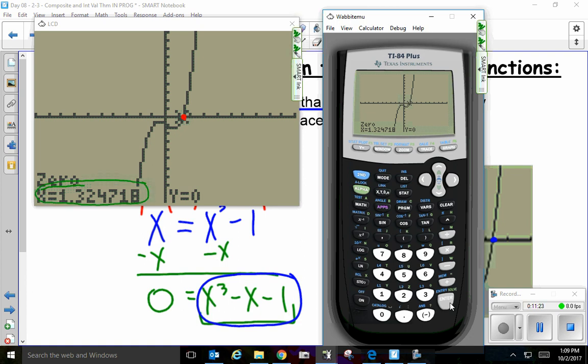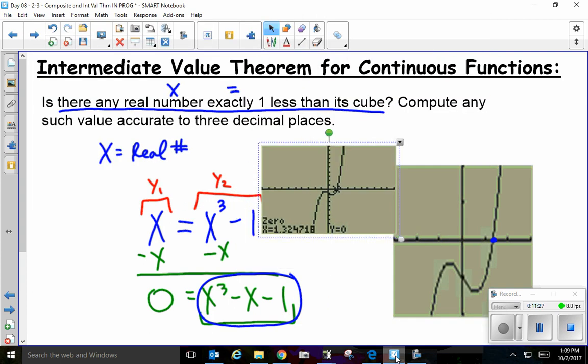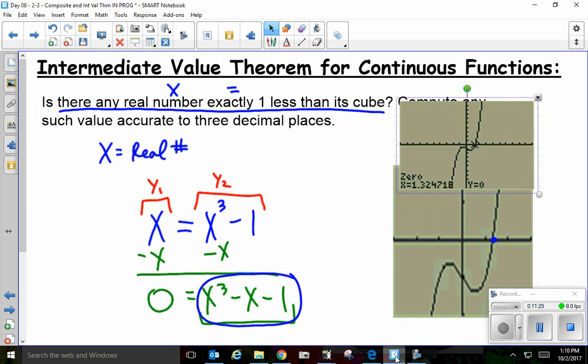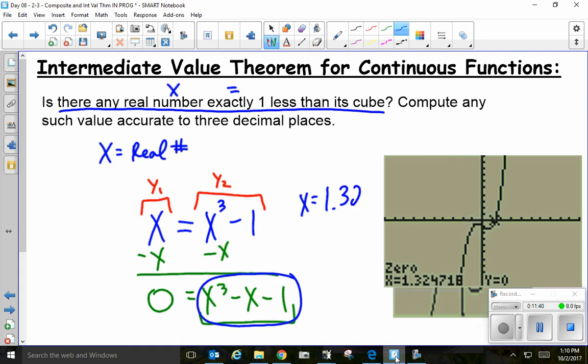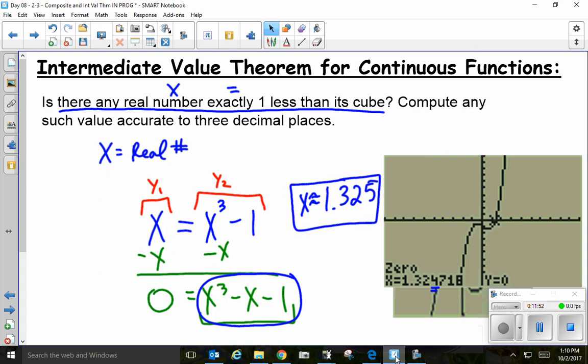Now, how do they want my answer? To the third decimal. So if I do this here, my answer would be x equals 1.325. That rounds up because the number after it is a 7. Okay? And you would say approximately because we rounded, didn't we? It's not equal exactly. It is approximately 1.325.